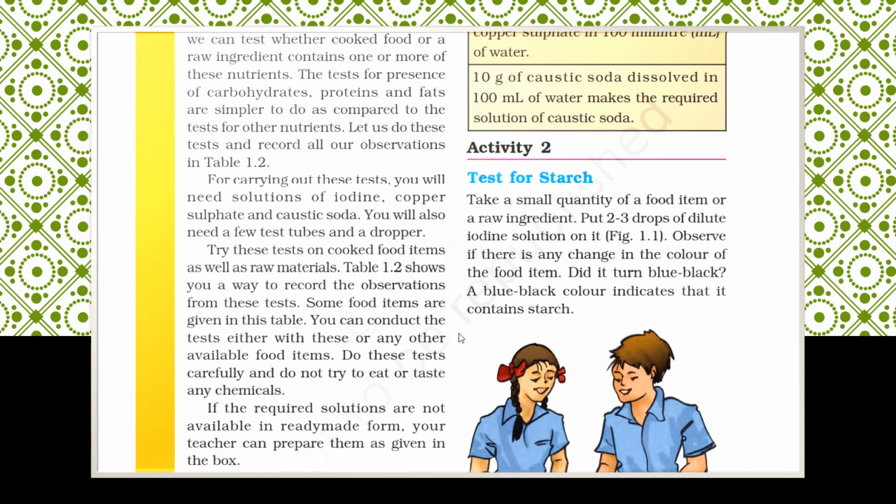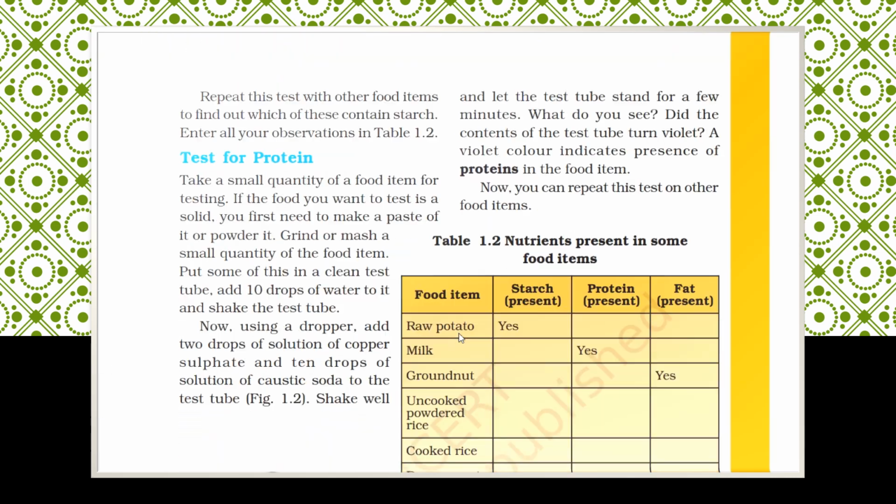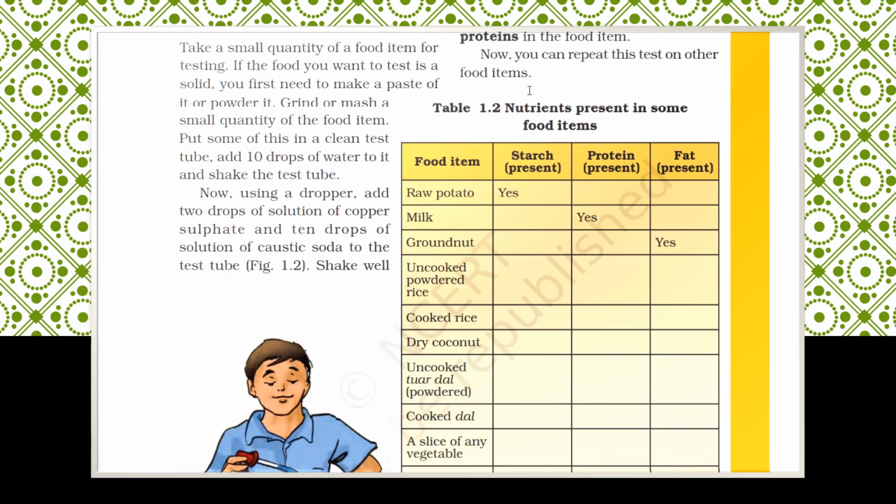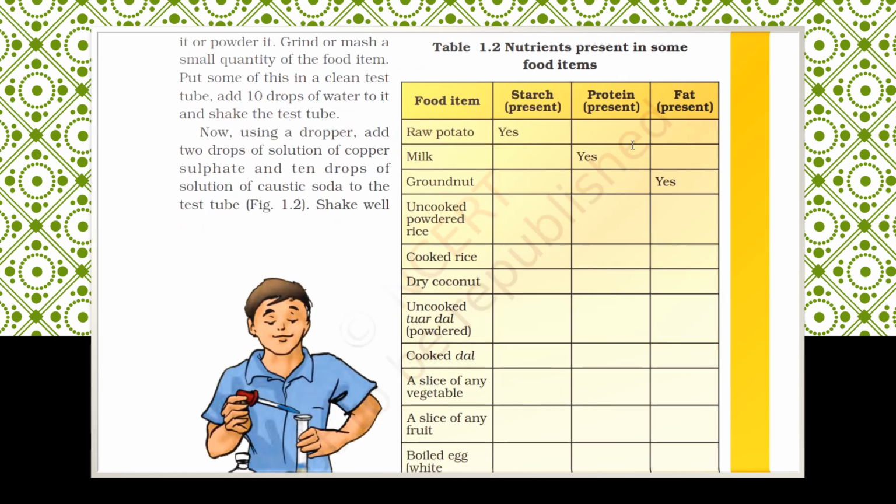Some food items are given in this table and you can conduct the test either with these or any other available food items. Do these tests carefully and do not try to eat or taste any chemicals, which are not good for your health. So here we have the table. They have given the food item and the nutrient for which we are doing the test. They have already given raw potato: starch is present in raw potato. We will understand that test. Then in milk, protein is present, as shown here in the table, and in groundnut, fat is present.